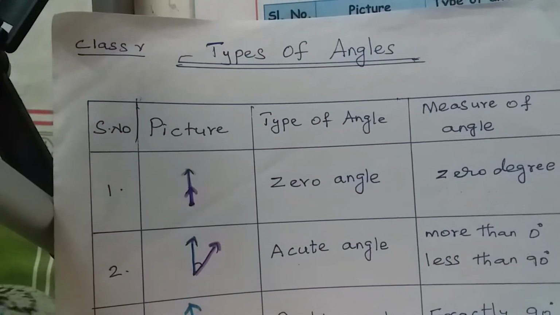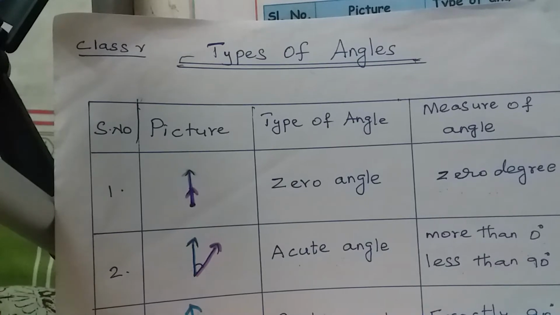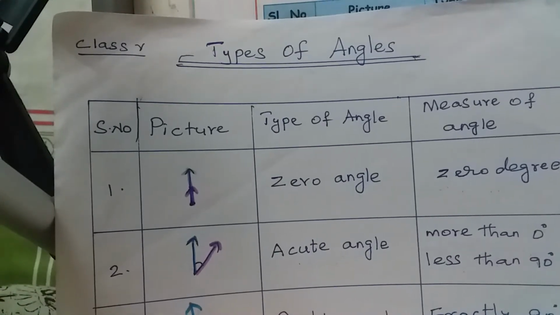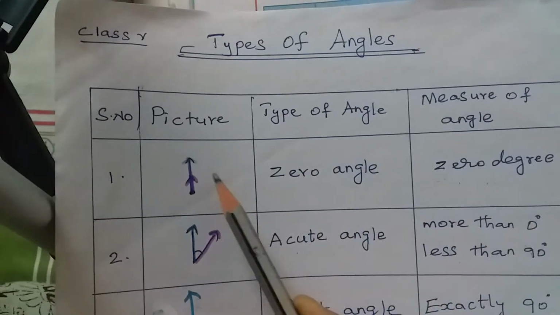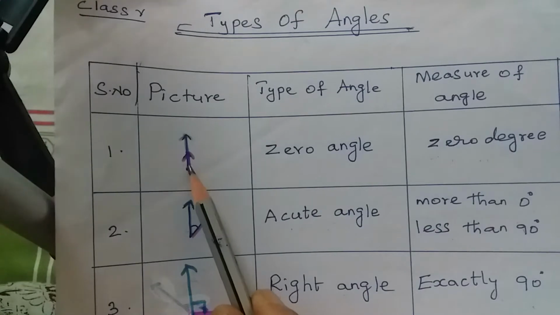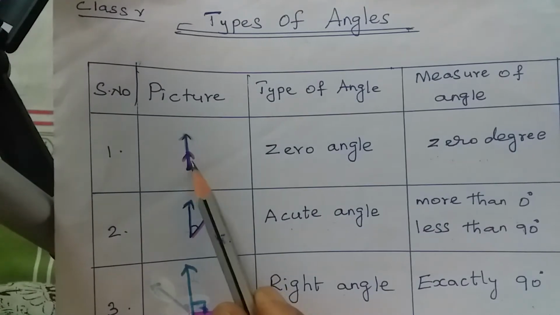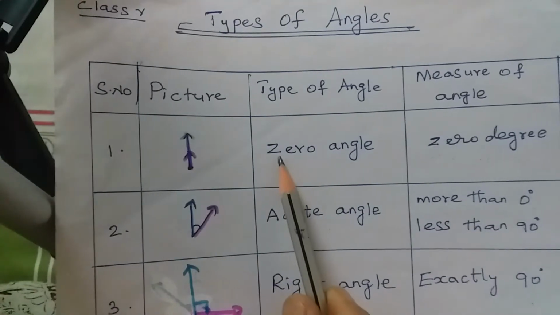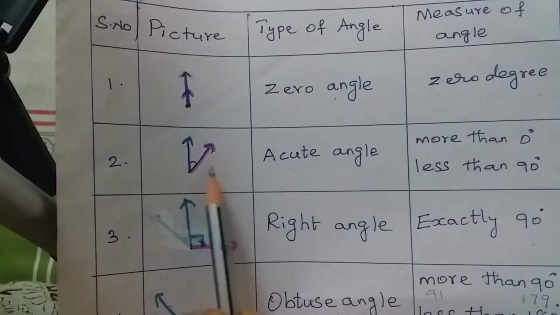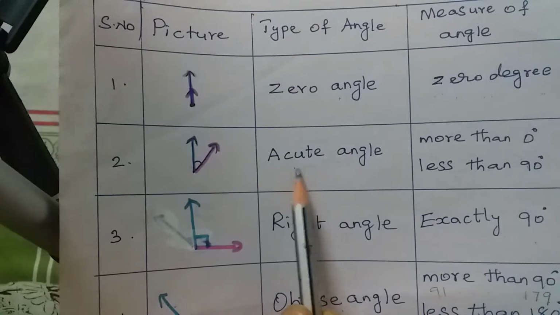In the previous video, we have seen about types of angles. Let us just recall them before we get into the exercise sums, okay? So we studied different types of angles. When both the rays are on top of each other, there is no angle formed between them. It is called zero angle and the measure is 0 degrees. When the rays are close to each other, it is called acute angle.